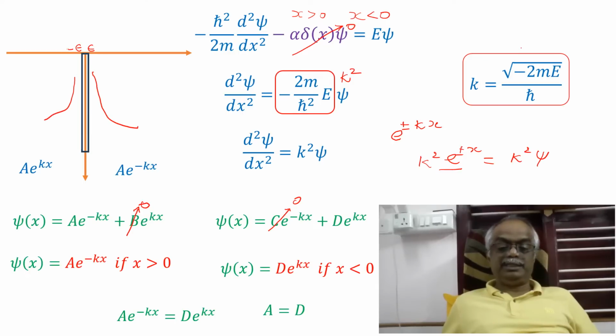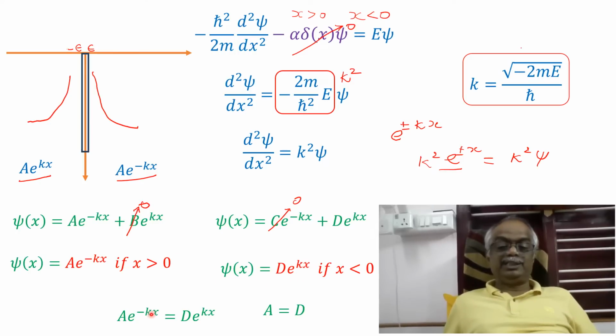So on this side, this will be exponential, plus exponential. You can see this is a e power plus kx, and a e power minus kx. Why here do you have t?